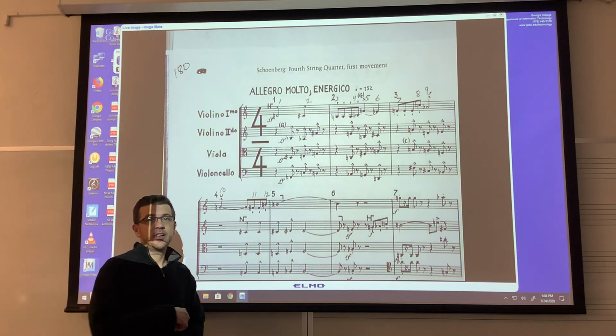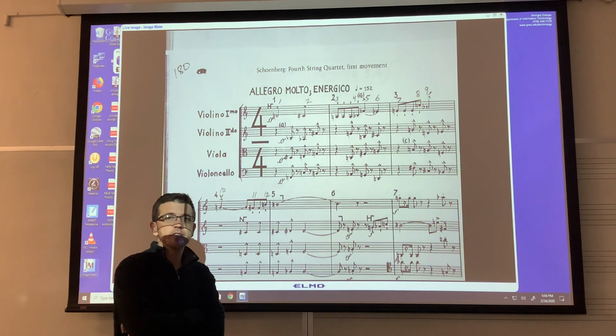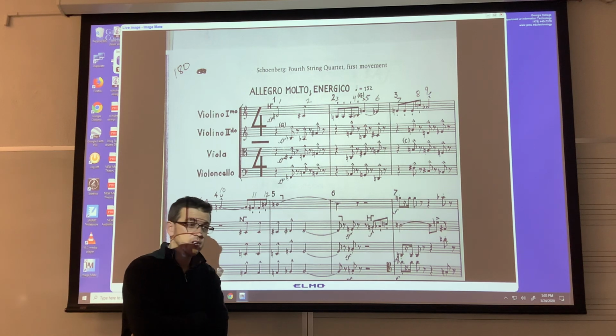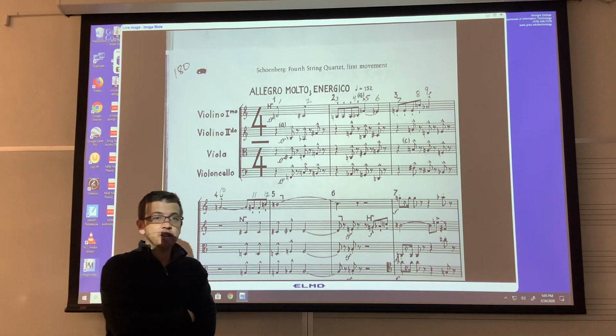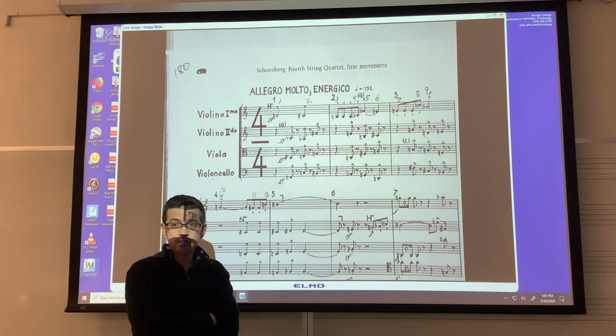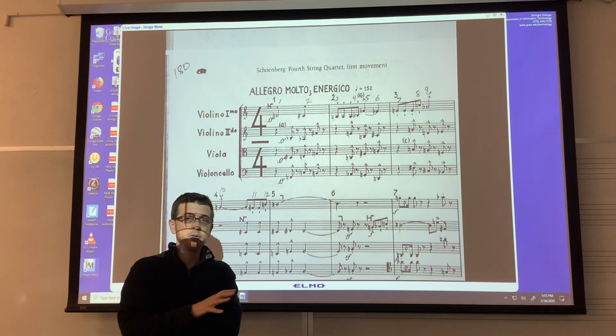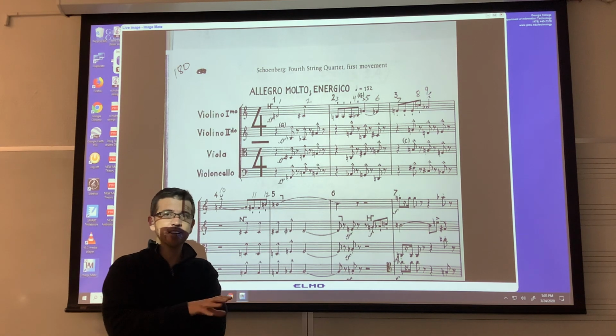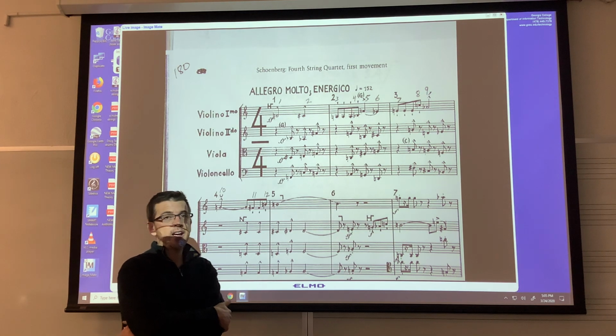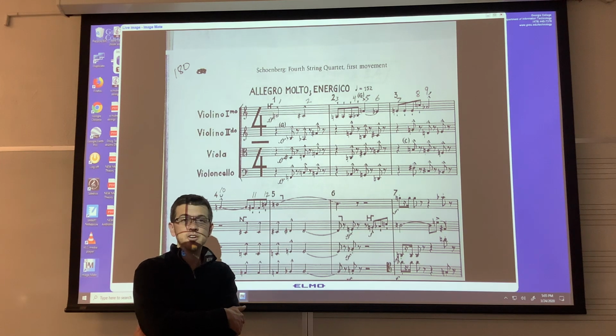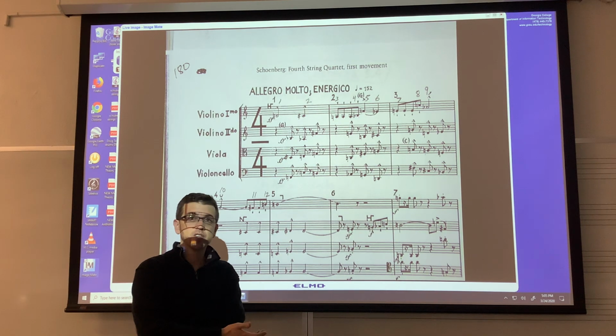So here we have the opening of Schoenberg's Fourth String Quartet. This is a work that uses 12-tone. Now, you might remember that there are some good reasons that Schoenberg decided to develop this system. One of them being that it was difficult to write atonal music because there were so many ways that tonality could creep back in. And by having a system where all 12 tones are used before you repeat a note, it gave it a lot of elegance.